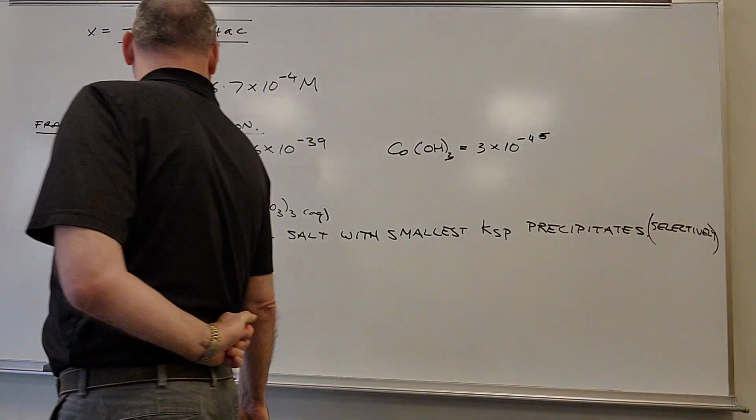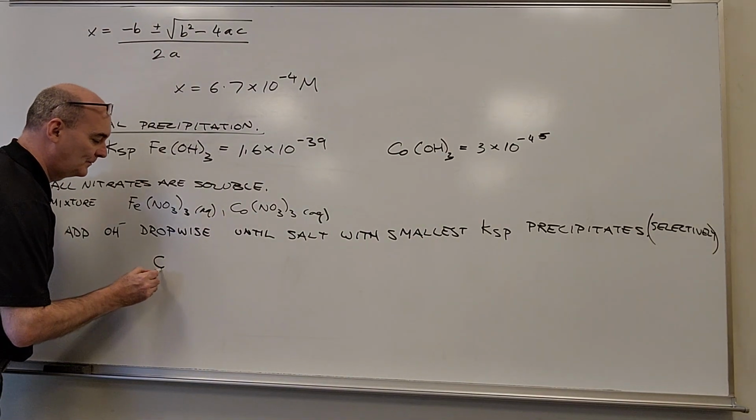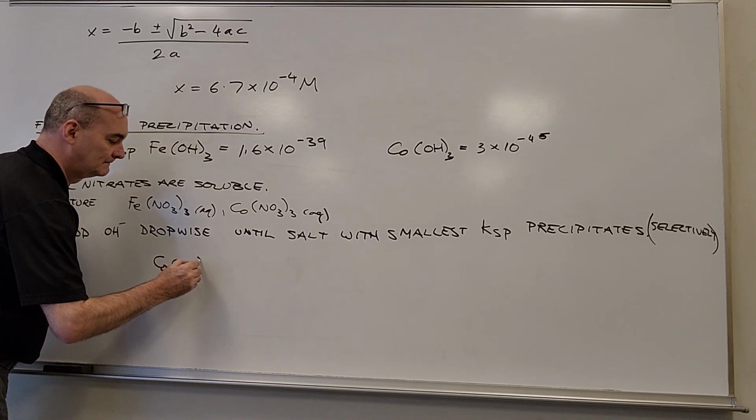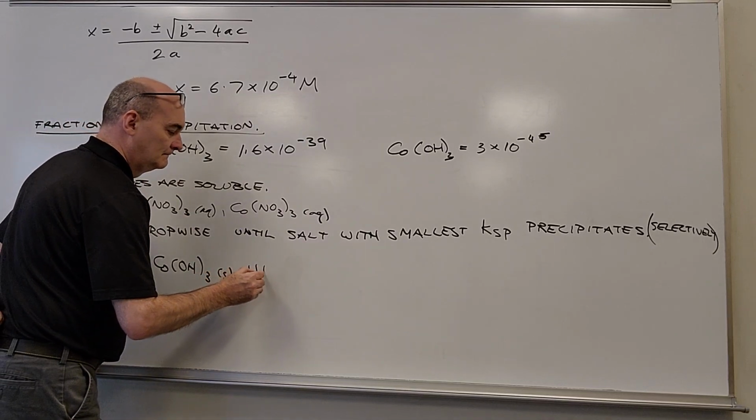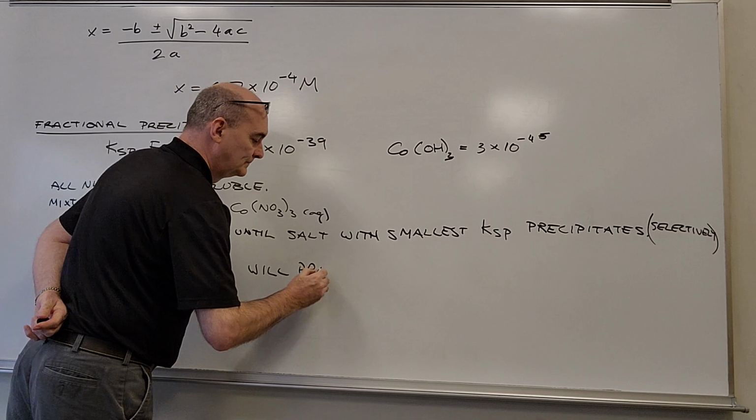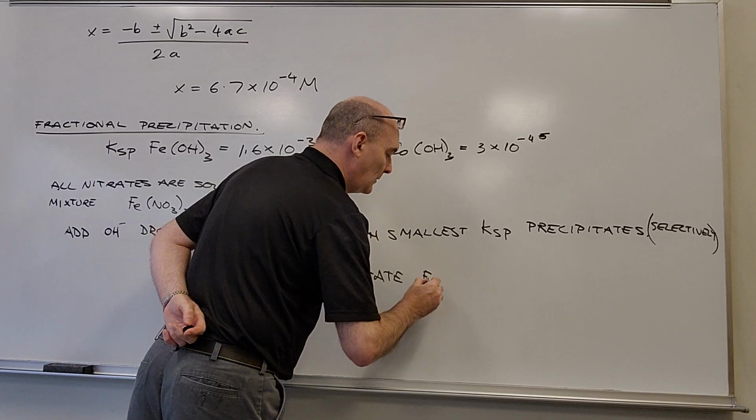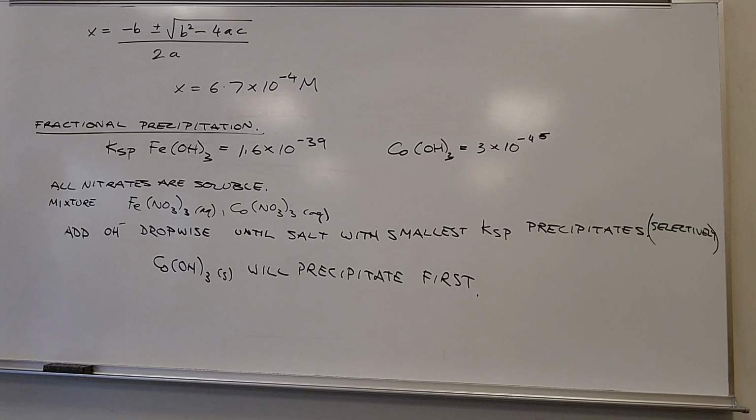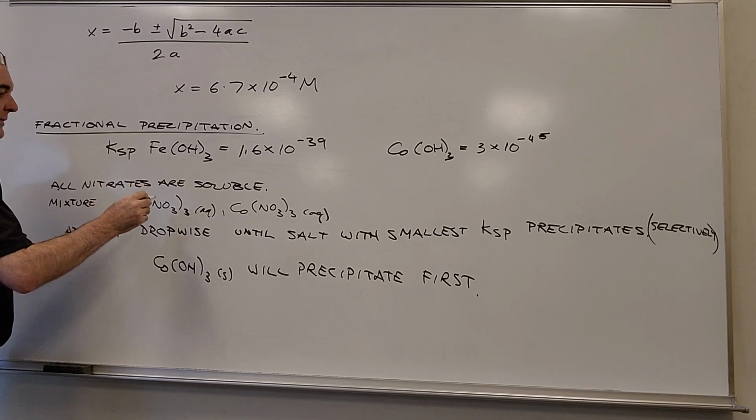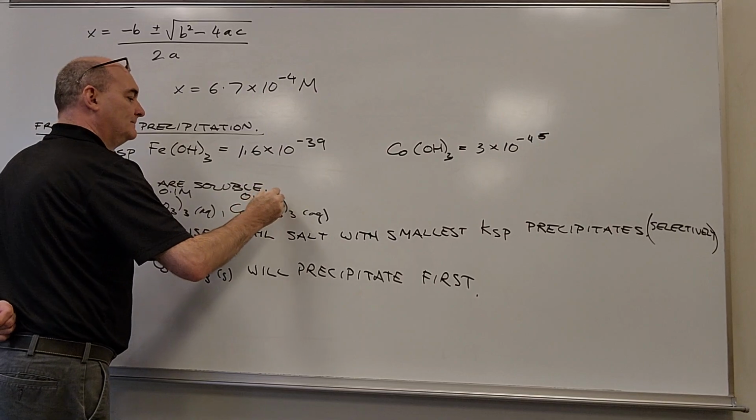Okay. Which one precipitates? The cobalt. It's the smallest. Okay. Question. How much hydroxide do you have to add to make the cobalt precipitate? All right, let's start with this being 0.1 molar.